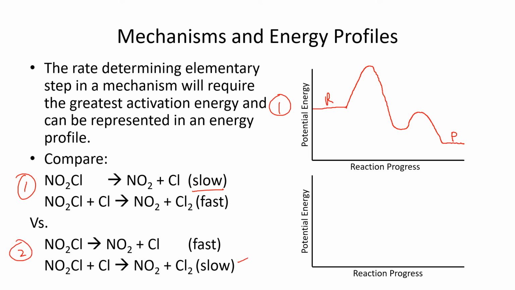Conversely, if the second step is the slow one, well then you would give the first step a smaller activation energy, and then a bigger amount for the second step, and then finally to your products. So there you go. Since this quantity here is less than this quantity here, that would tell you that step number 2 is the slow step.